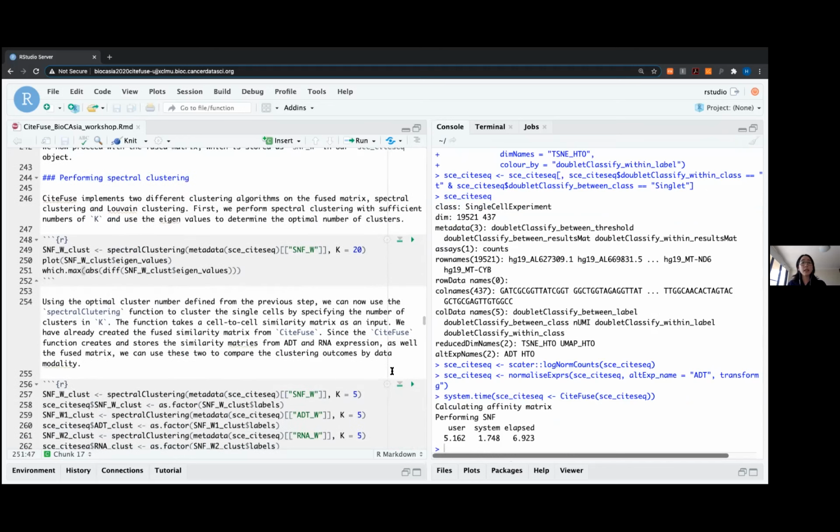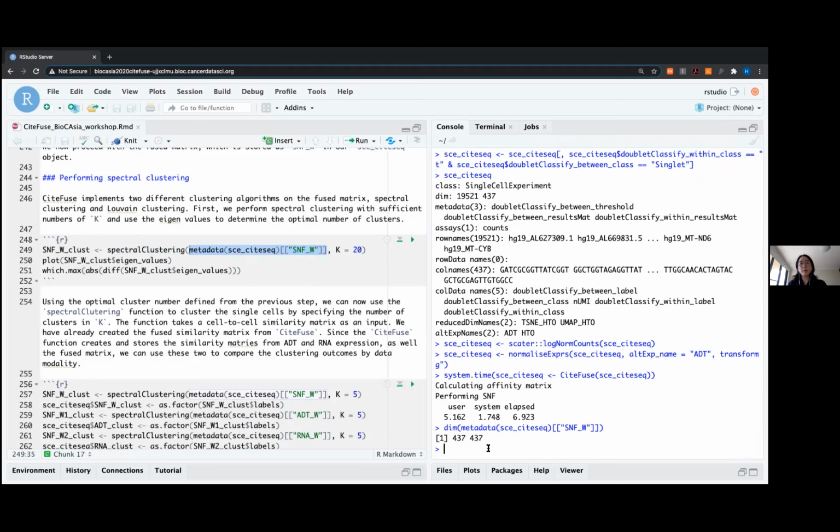One of the key tasks that we would like to do in single cell data is to cluster cells. So we can use spectral clustering using this function, and you can set the number of K to different values if you would like. And we can access the similarity matrix, the fused matrix, through the metadata here. This will be a cell by cell matrix, so we have the same number of columns and rows denoting the total number of cells that we have.